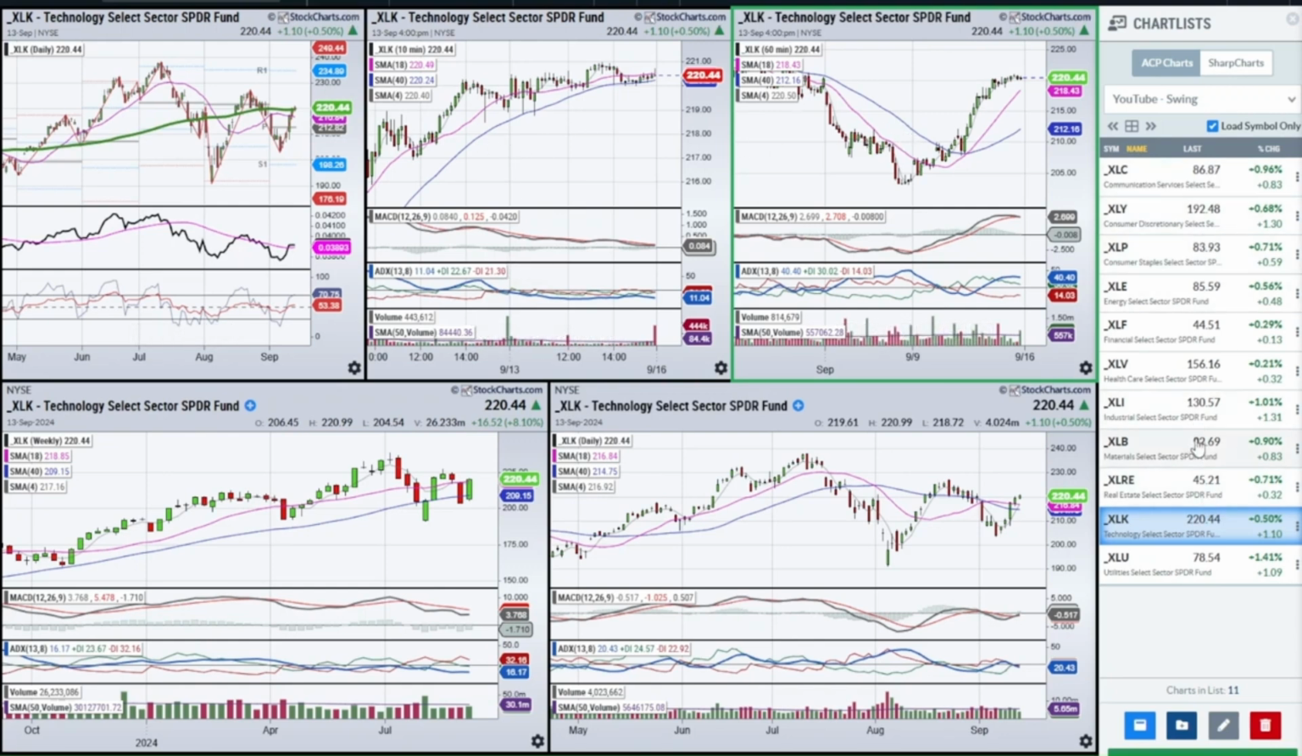Now, in terms of the number, all right, this is where it gets a little bit more interesting. So I've got the XLK up right now, and we're looking at pretty good momentum trying to come back in this after a surge to the downside.